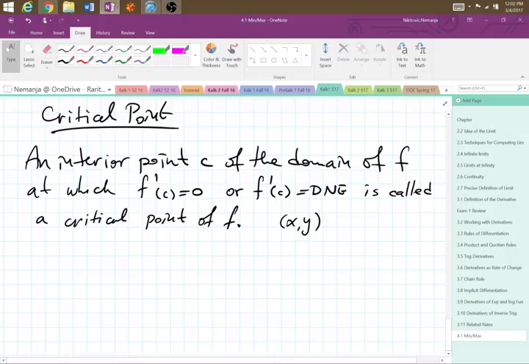So now when you have a function, you will have the derivative, and then if the derivative is 0 or does not exist, you will have a critical point at that place. It could be a min, a max, or an inflection point, which we will decide.